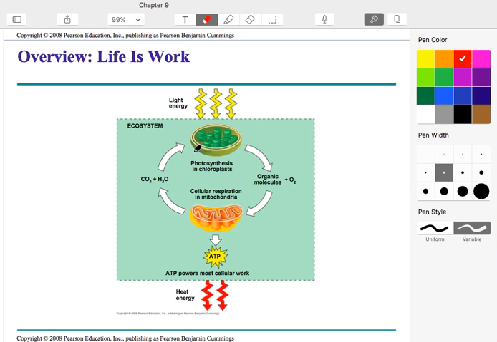The light energy is coming from the sun. The sun provides light energy. This energy, in the form of photons, is coming from the sun. Then the light will be absorbed by the cellular organelle called the chloroplast, which is only present in the case of plants.